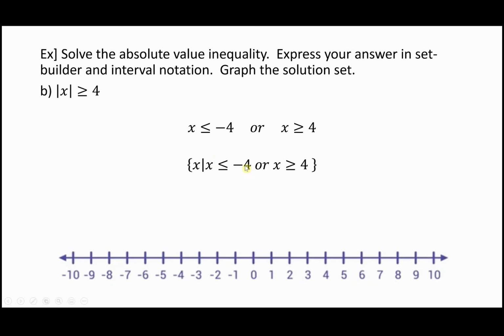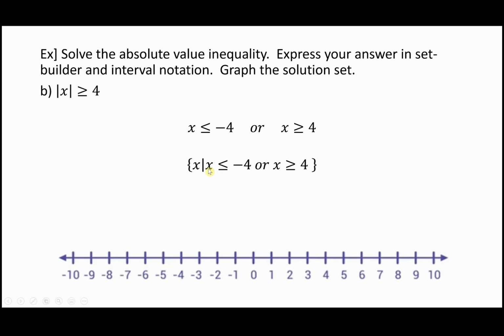Okay, so let's focus on x is less than or equal to -4. The equal to option means that the endpoint of -4 is going to have a bracket on it. But which way should the bracket be facing? Should it be facing this way to go off into negative infinity, or this way to go on to positive infinity? Which direction are we going to be going?